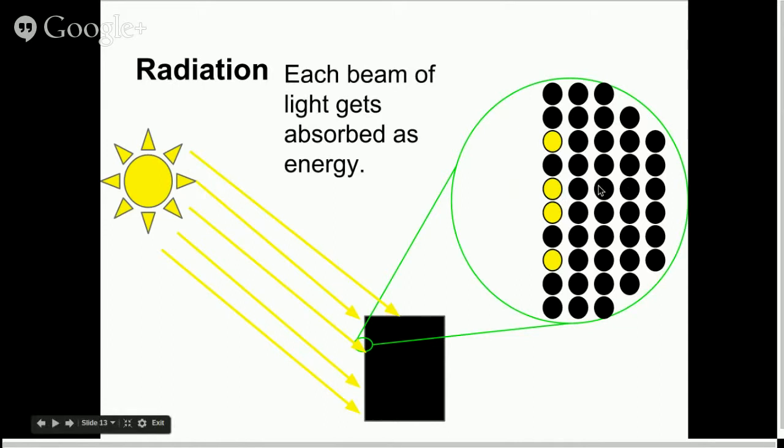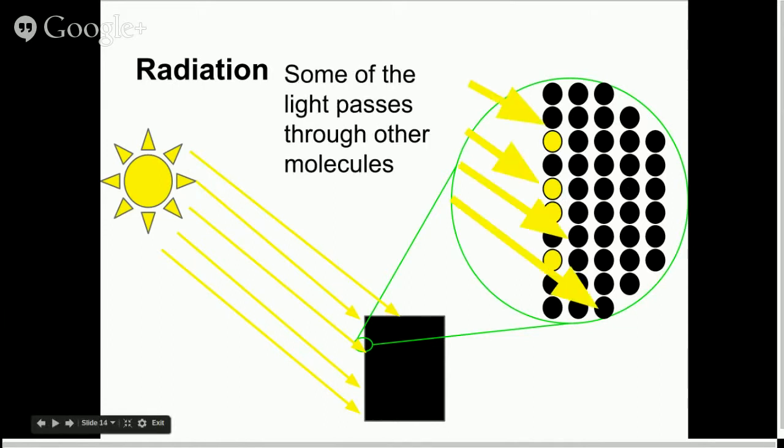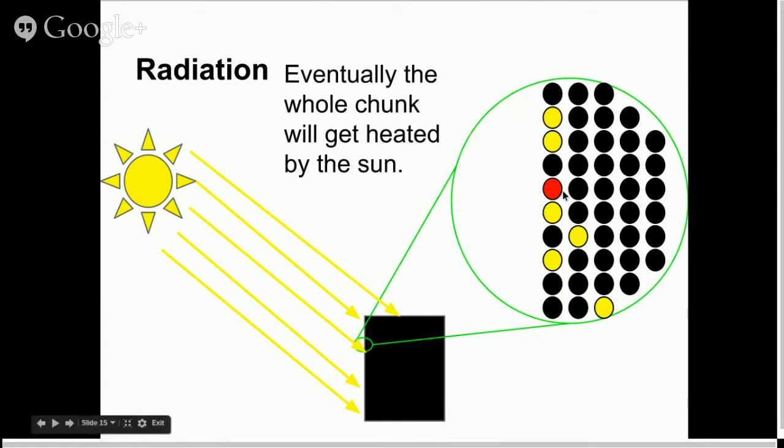Okay, each beam of light gets absorbed, gives it energy. Some of the light can pass through other molecules and reach these far molecules over here. Okay, and some of them will hit the same molecule, giving it even more energy. So some places will be hotter than others. If you leave an object in the sun long enough, eventually it'll all be about the same temperature.